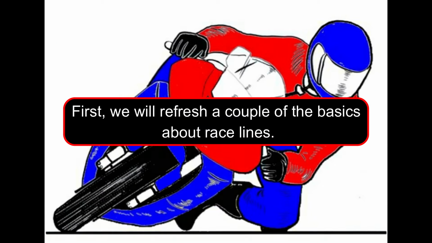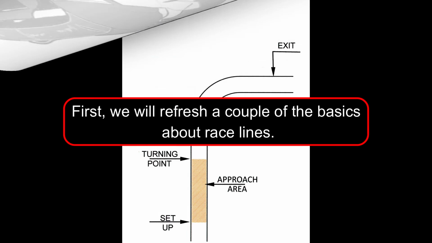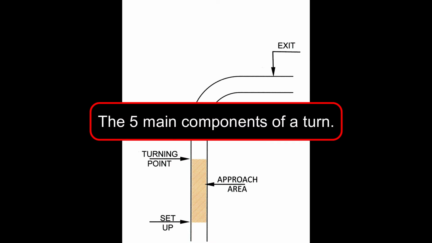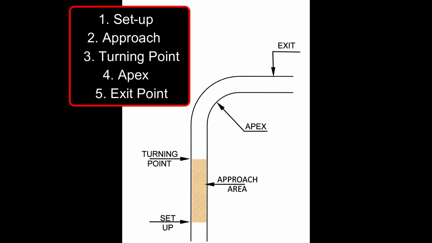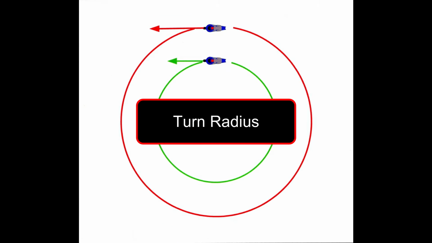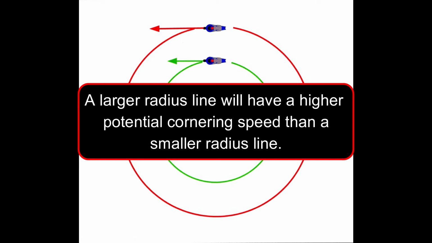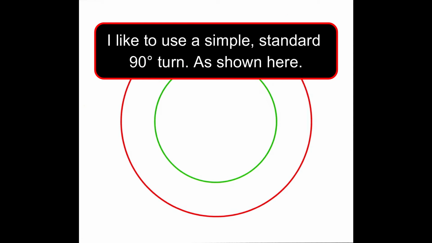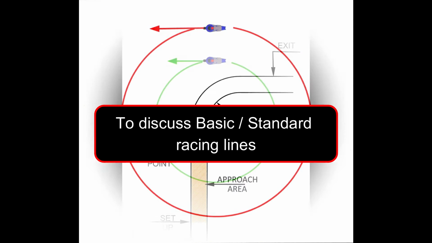First, we will refresh a couple of the basics about racing lines. The five main components of a turn are the setup, the approach, the turning point, the apex, and the exit point. Also, the turn radius. A large radius line will have a higher potential cornering speed than a smaller radius. I like to use a simple 90-degree turn for basic race lines.